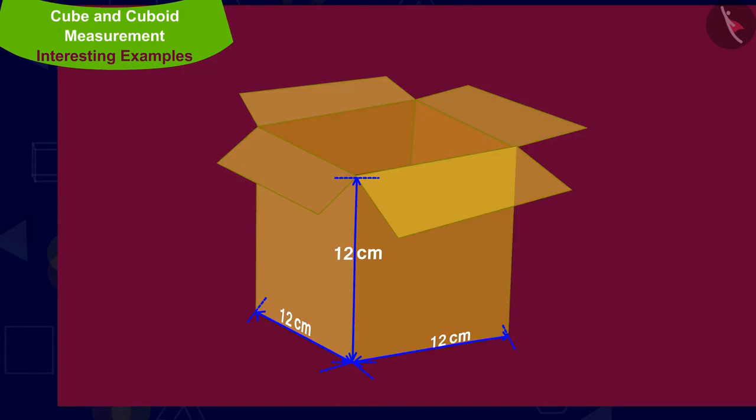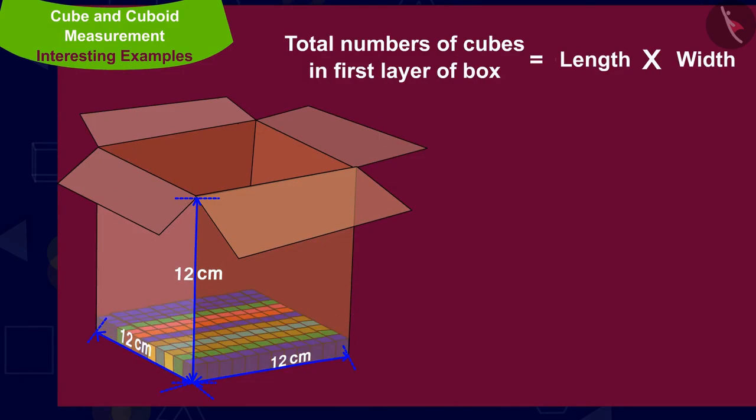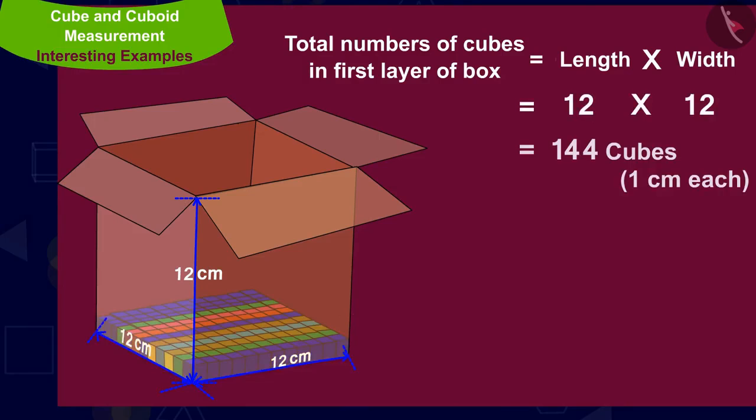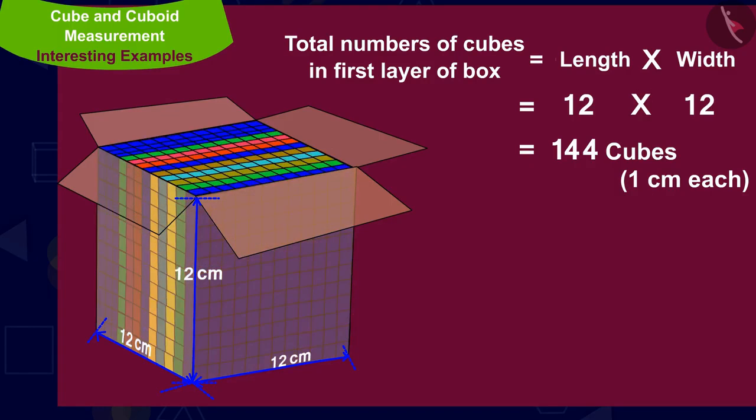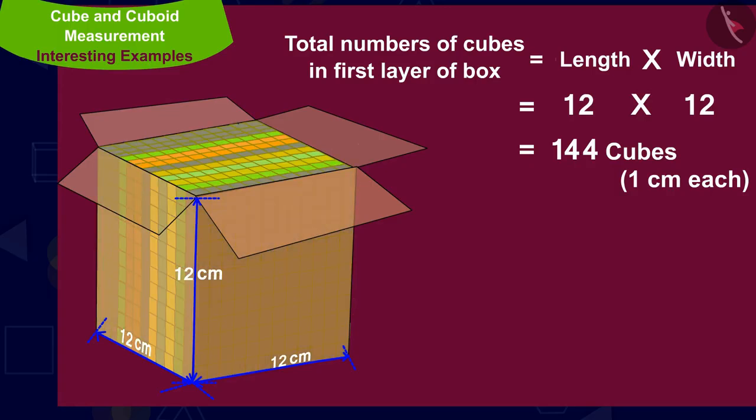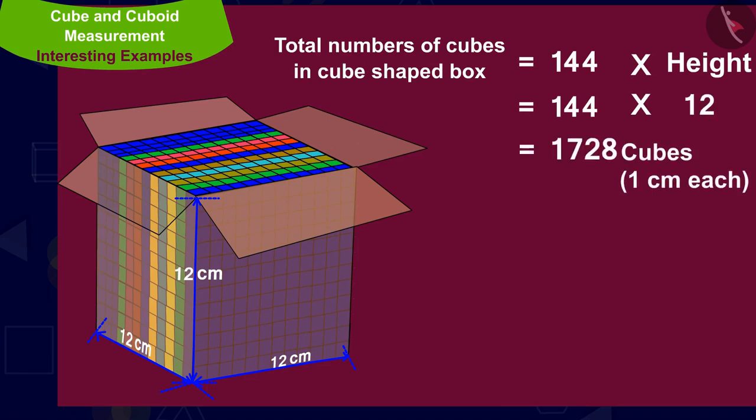This box is cube-shaped, so its first layer will contain 12 times 12, 144 cubes of dimension 1 centimeter each. The height of this box is also 12 centimeters, or this box will have 12 such layers of cubes of dimension 1 centimeter each. Therefore, this box will contain 144 times 12, 1728 cubes of dimension 1 centimeter each.